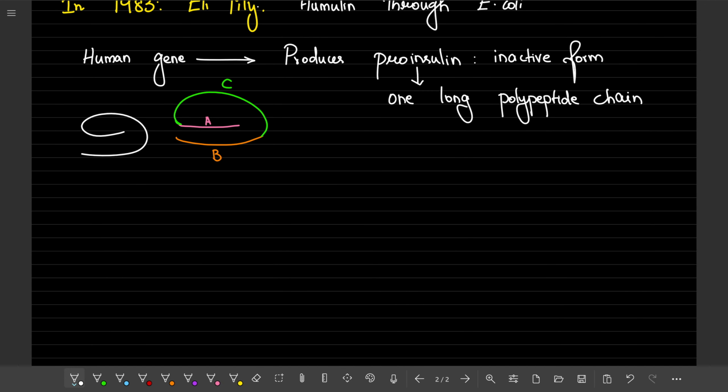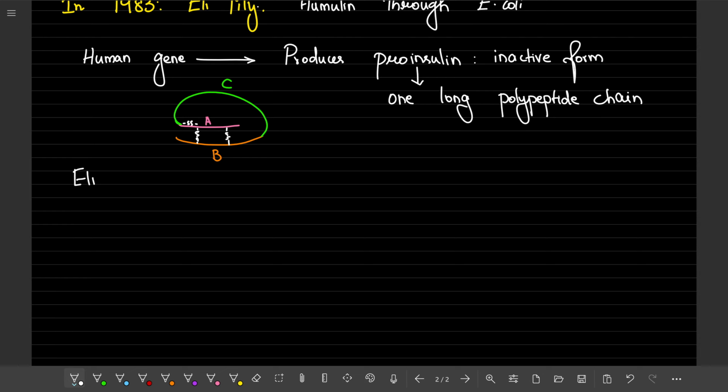Now, what happens then? What did Eli Lilly do? That is very important. Before that, we'll see the bonds that are present also. What bonds are present between A and B? Disulfide bonds are present. I'm just writing disulfide bonds like this. And here also there is a disulfide bond within the A chain. So this is what? Proinsulin.